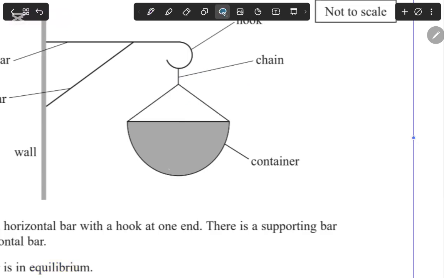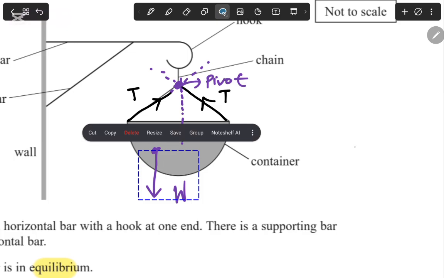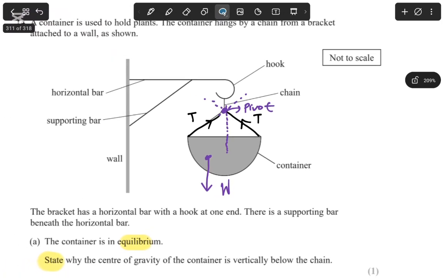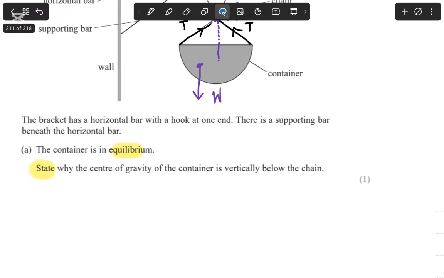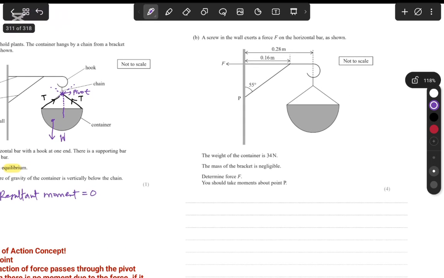Now let's say our weight was somewhere here. If it was here, the weight's line of action wouldn't pass through the pivot, so there would be a resultant moment, and hence the container wouldn't be in equilibrium. So the answer to this, as I'm going to write it down, is: as the resultant moment is equal to 0. The reason there is not much explanation in this question is because it's a state question. State means just write the thing down and move on. Okay, so that's going to be this part. Let's move on to the next part.